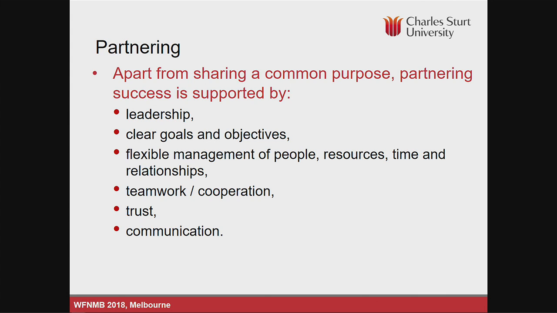So apart from sharing a common purpose, partnering success is supported by all these things. It's got to have leadership, and it's not just a single leader, so it's all driven by one person, that one person in one partnership corner. You've got to have leadership in both camps, or sometimes more than 2 camps. So you might have a partnering arrangement between 3 or 4 entities. Very clear goals and objectives, and flexible management of people, resources, time and relationships.